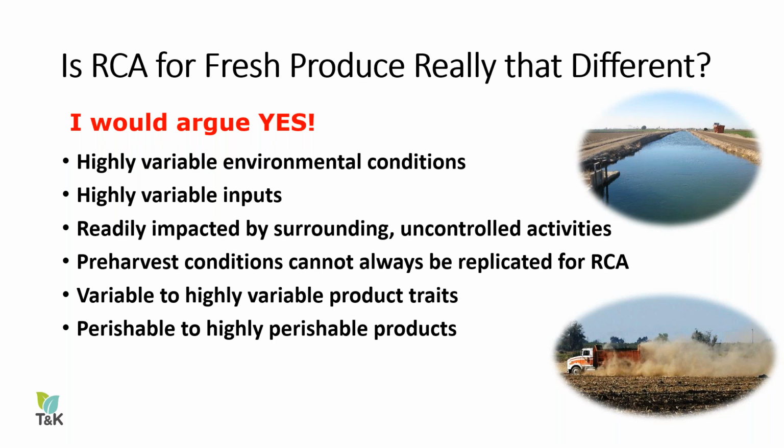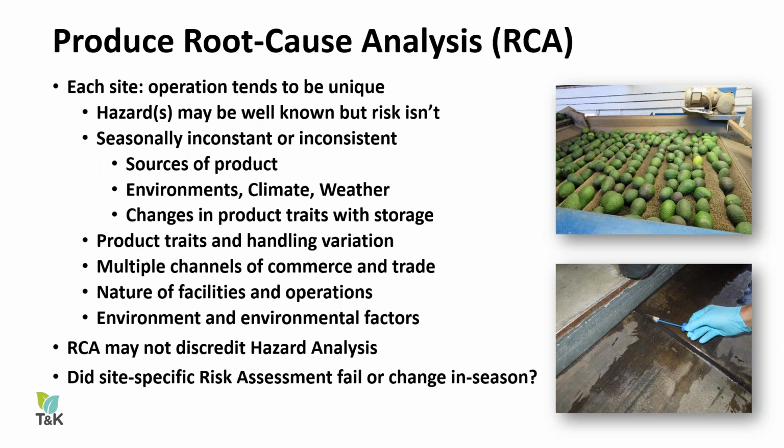And then of course with fresh produce you have perishable to highly perishable products, and that can have a variety of impacts. But the primary one is that the product of concern is generally not available to do any type of investigative analysis on. It's long gone out of the market, out of consumers' homes, prior to really understanding that there's an issue. Sometimes that's available. So each site, each operation, there are certainly general commonalities, but they tend to be unique.